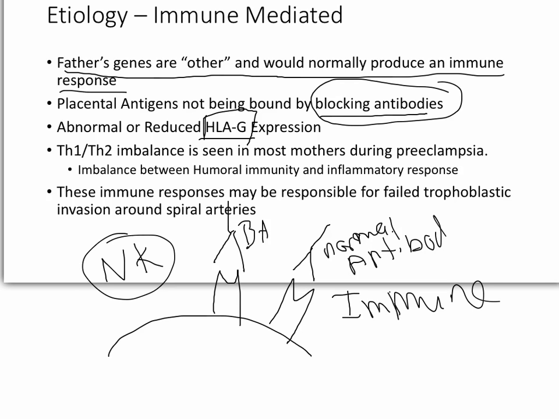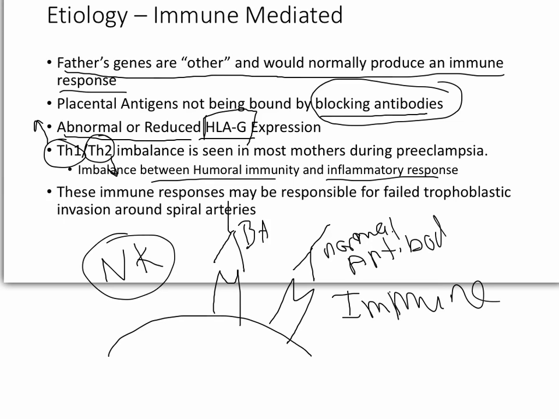So if the placenta has an abnormal or reduced expression of HLA-G, then it could incite the mother's immune system to start working against the placenta and preventing the invasion. Also during pregnancy, there's a typical ratio of Th1 to Th2, and so Th1 would be inflammatory, Th2 would be humoral, and so in preeclampsia there's a noted increase in Th1 and a slight decrease in Th2. This could create an imbalance between humoral and inflammatory responses.